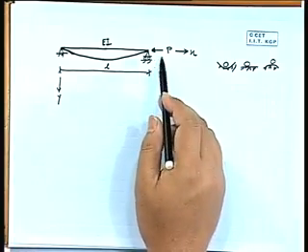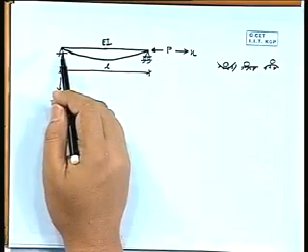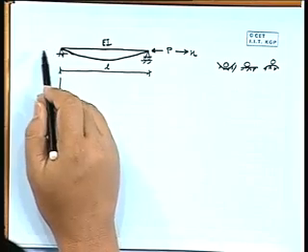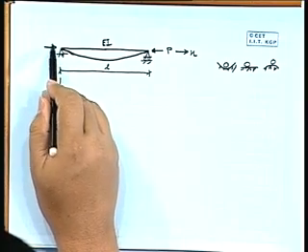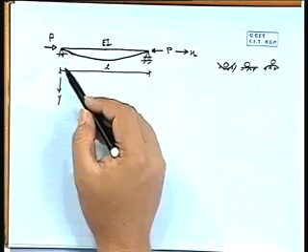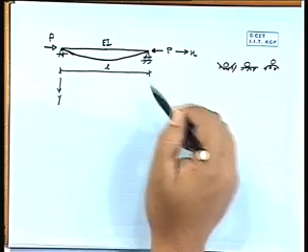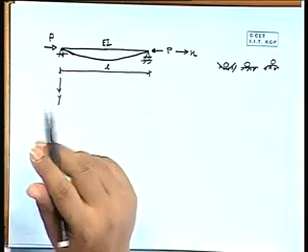Now, if we apply load P, at this end there will be a reaction P, right. So the reaction will also be P. Will you get any vertical reaction in that case?